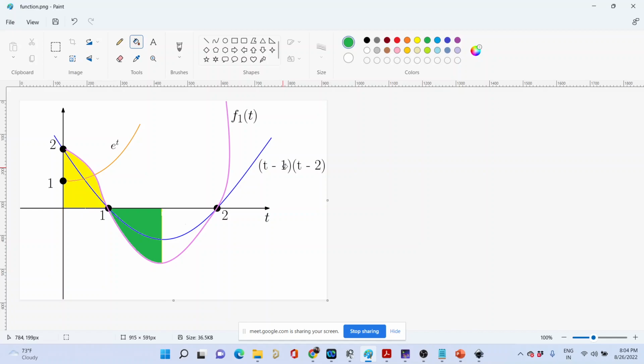Whether it is a parabola or not, it is from your class 12 knowledge. So it is a quadratic equation. Quadratic is t square minus 3t plus 2. Correct. That is from your school knowledge. So I am saying that this is the equation of a parabola which is intersecting at this point, and this point.